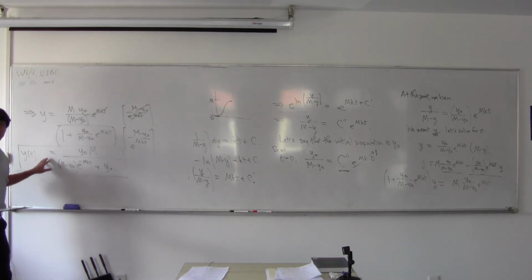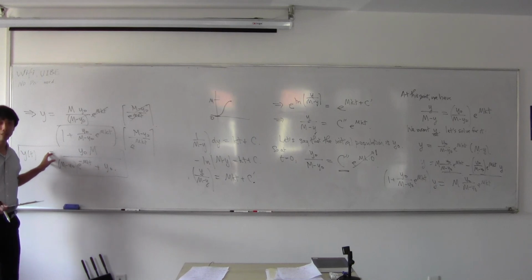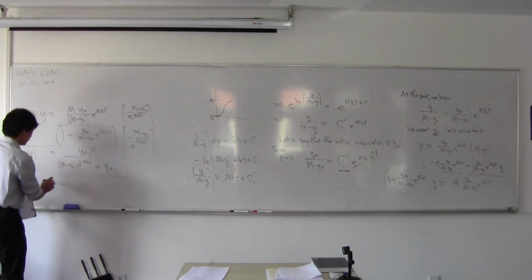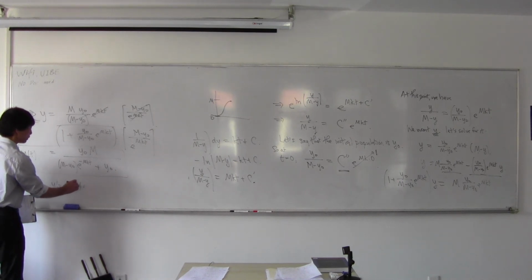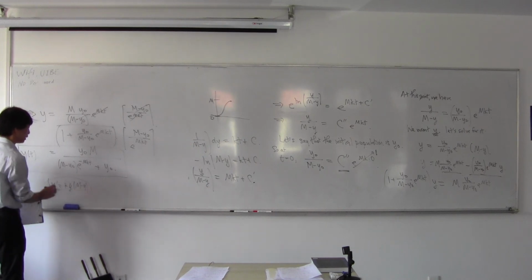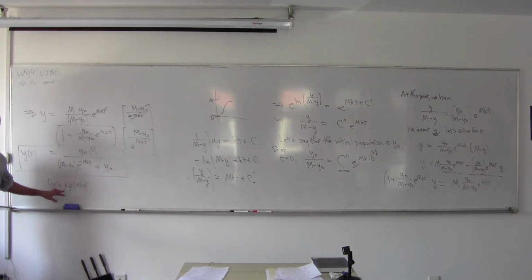So I hope you think this is pretty cool. You start off with an assumption: y prime equals some constant times y times m minus y. This is all we started off with, some assumption about the derivative. And then it turns out that the function has to look like this. If you make that assumption, then your solution is going to look like this. This is the only solution to that equation.